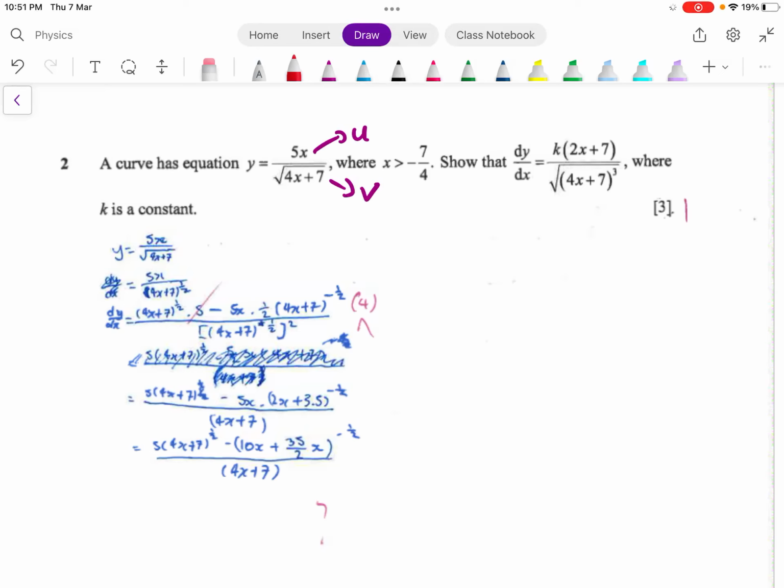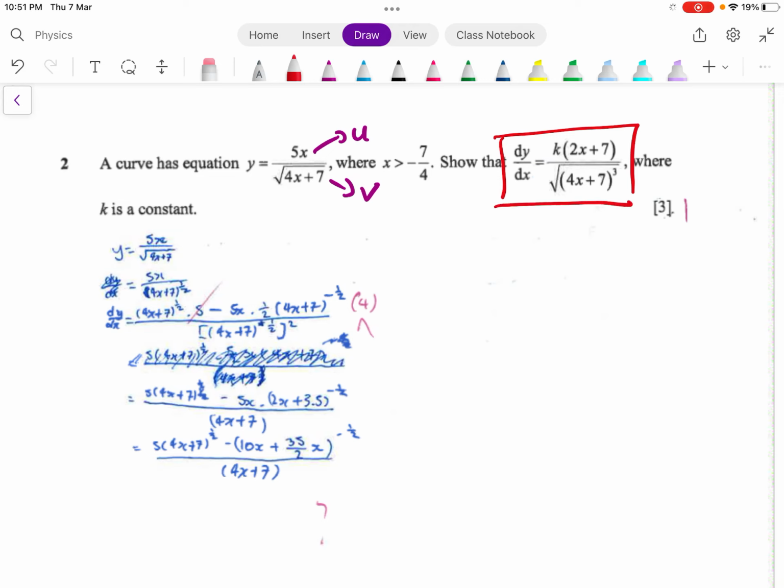Okay, so let's go through question 2. We have a curve with this equation, y equals so and so forth, where x is more than negative 7 over 4. We are asked to show this thing, where k is a constant. For this, obviously, we need to use the quotient rule.